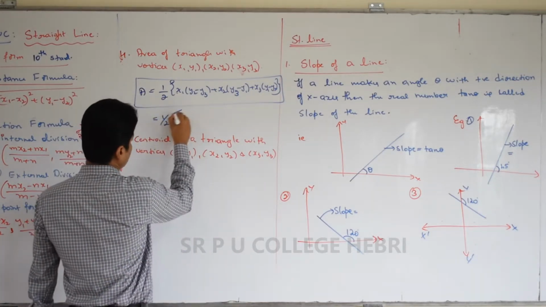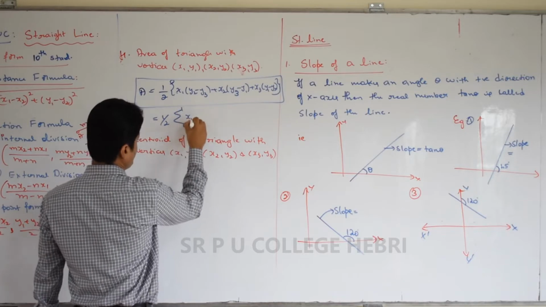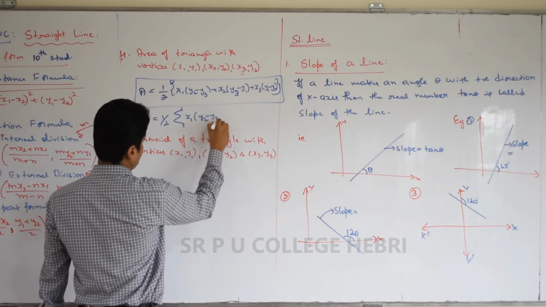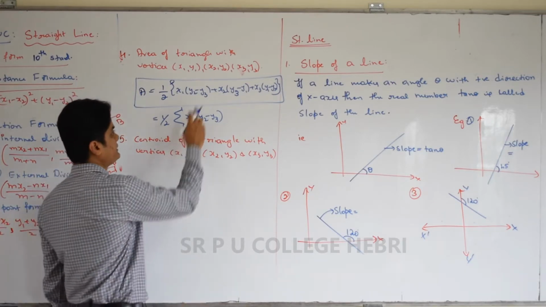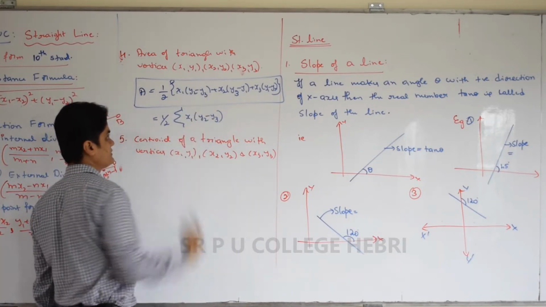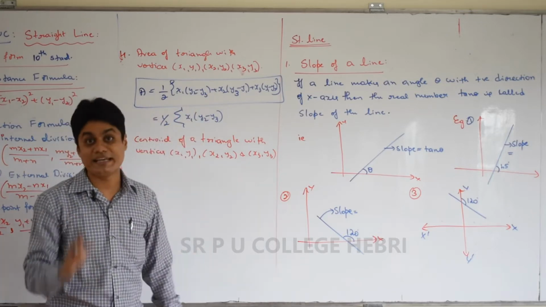There is one more representation for the same thing, that is summation. So that is x1 into (y2 minus y3), and so on. It is one and the same, either you remember it like this or as the expansion of the above expression. So, area of a triangle.